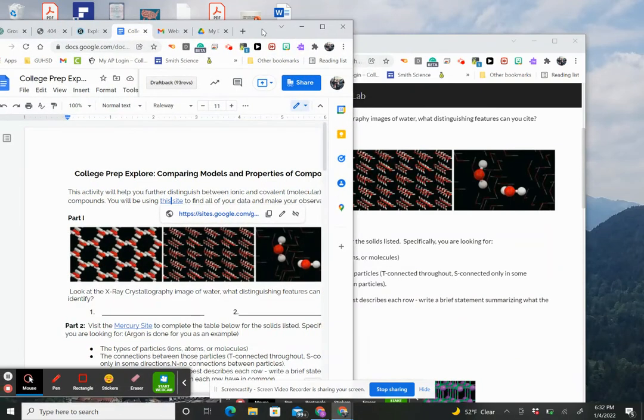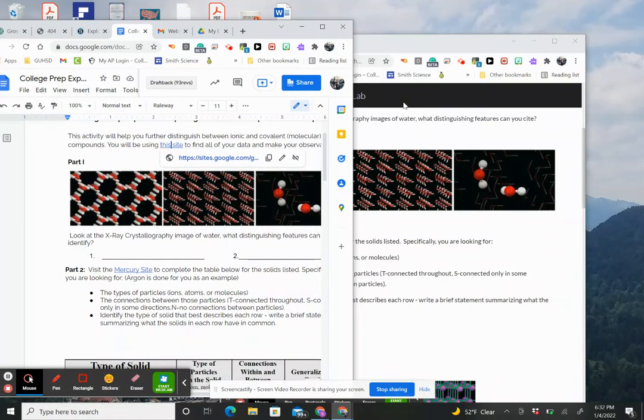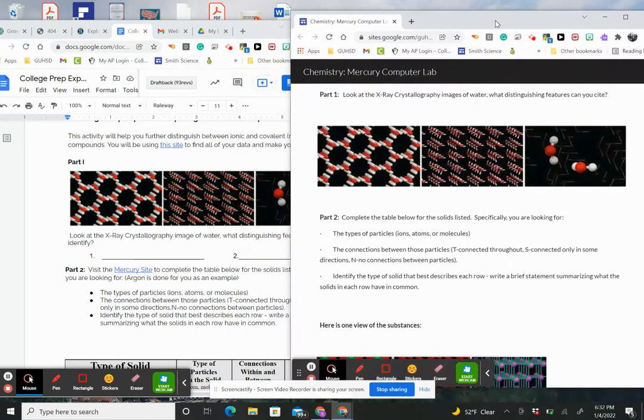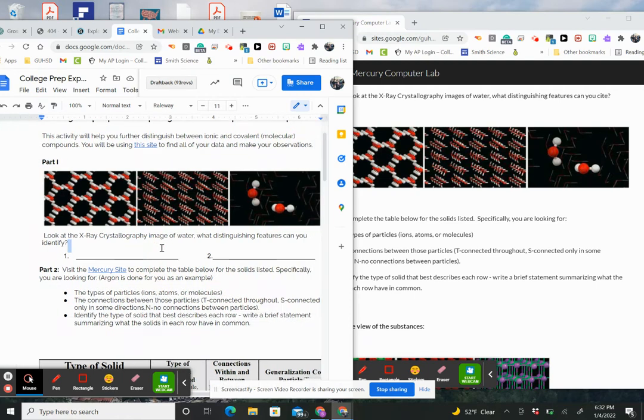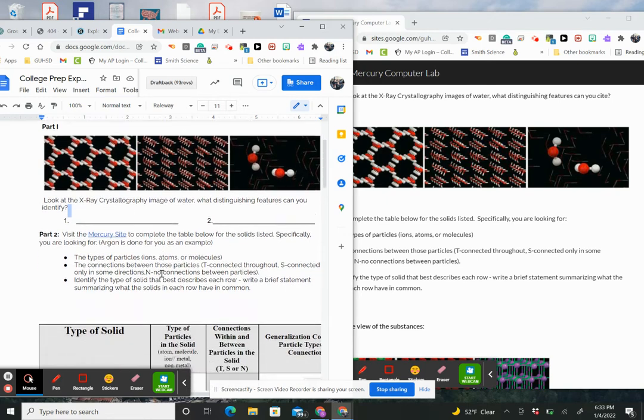On the left-hand side, you'll see that I have the instructions for the experiment, and on my right side, I have my different images. When I look at the questions, it says, look at the X-ray crystallography image of water. What distinguishing features can you identify? Pick anything. For example, I see two white spheres and I see a red sphere. What other distinguishing features can you look at? You have three different images here, and I'm just asking you to make observations of a digital image.